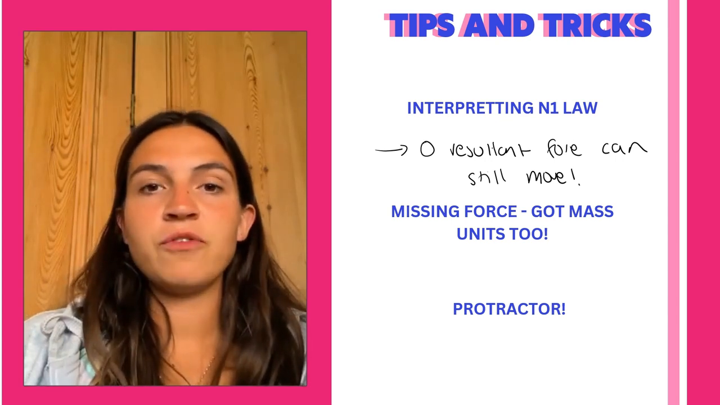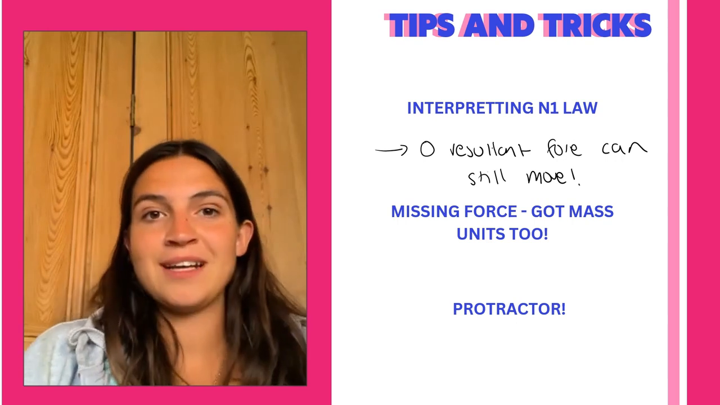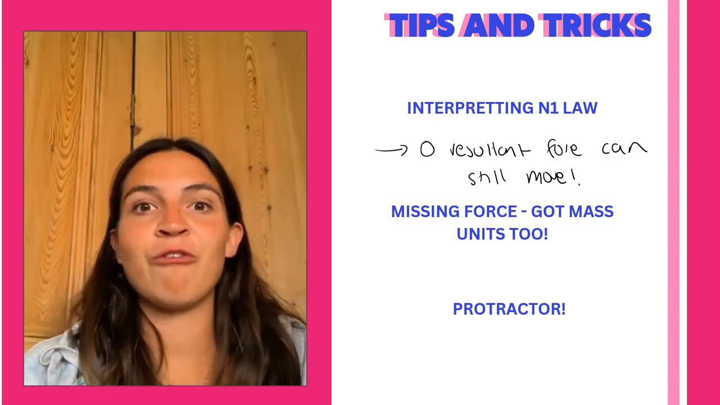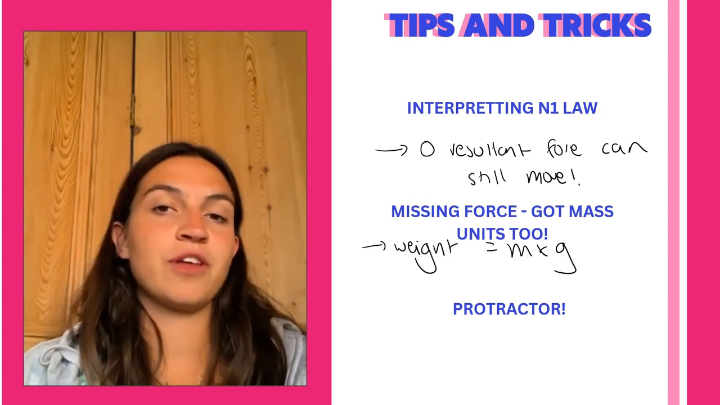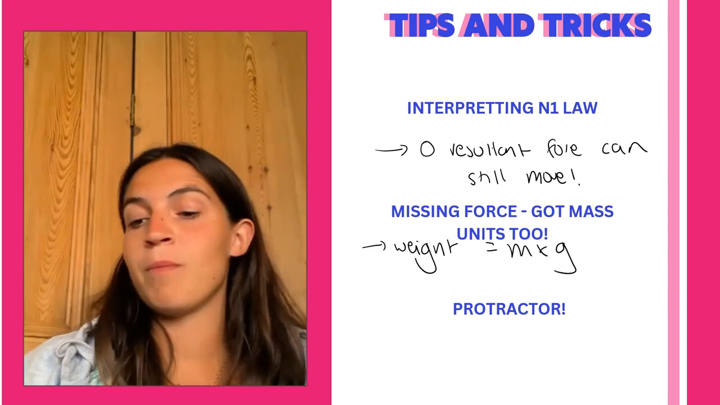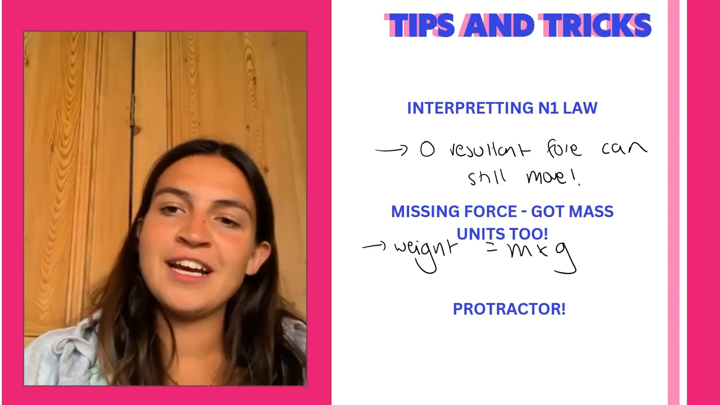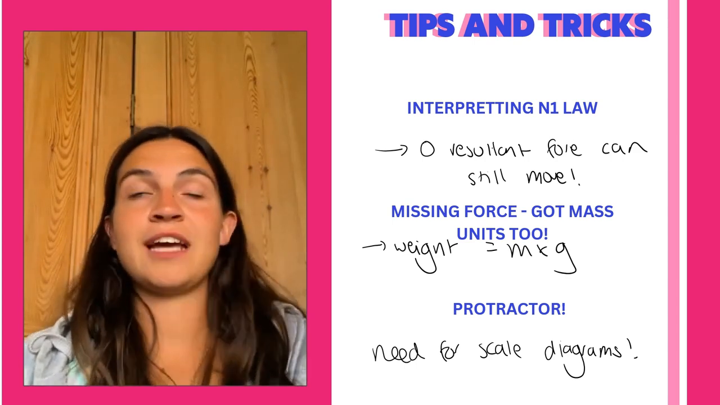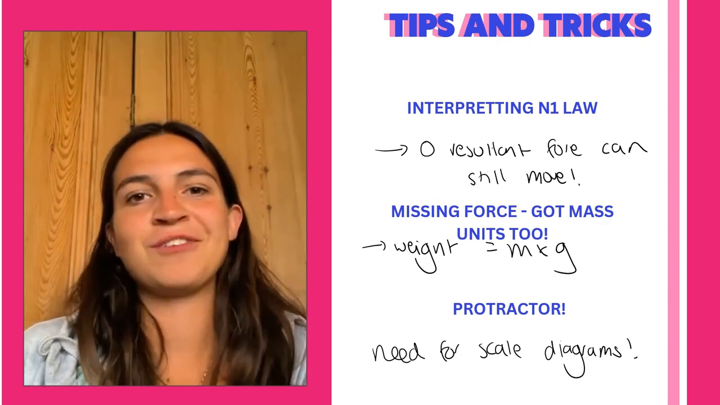Next thing to look out for is if you have a missing force, like a missing weight, perhaps you've been given the mass, and so you can figure out that missing force. And make sure that you have the correct units too. So remember, your mass is in kilograms and your force is in newtons. Finally, remember to bring a protractor with you, and remember to get used to using a protractor because you may need it for your scale diagrams.